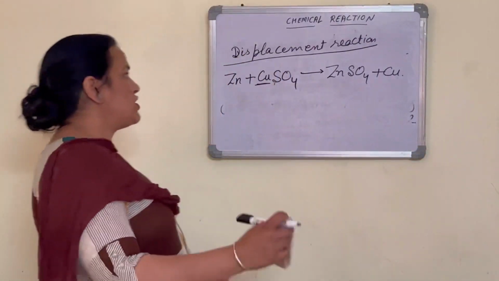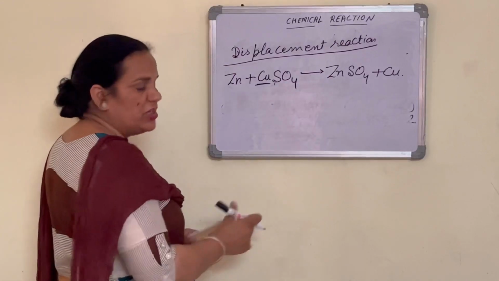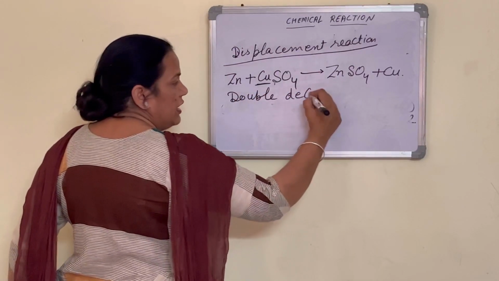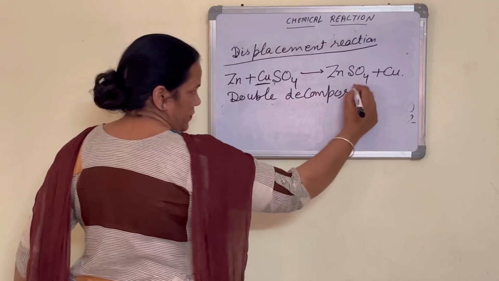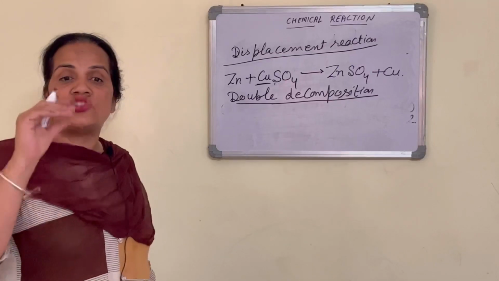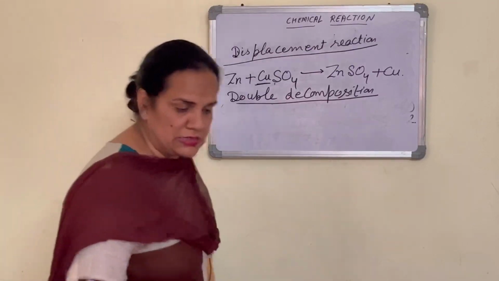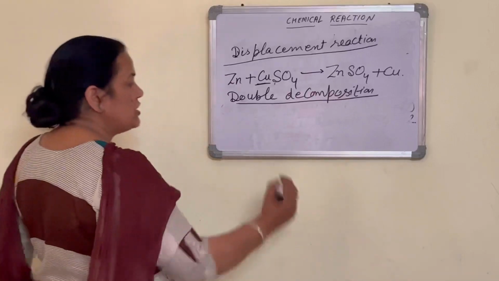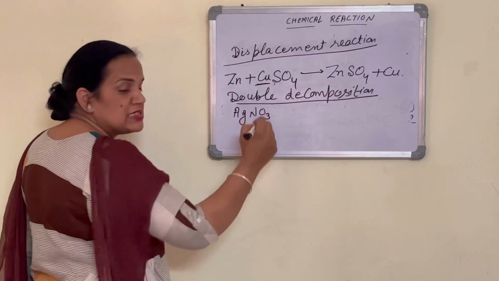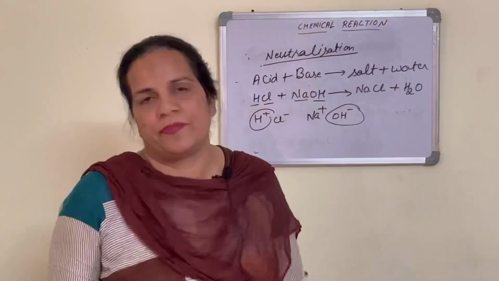Next reaction is double decomposition. In this case, exchange of ions can take place. For example, the reaction is AgNO3, or you can say silver nitrate.